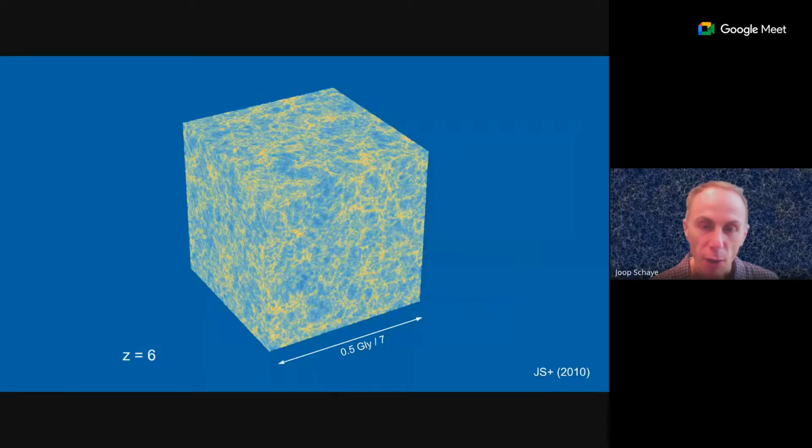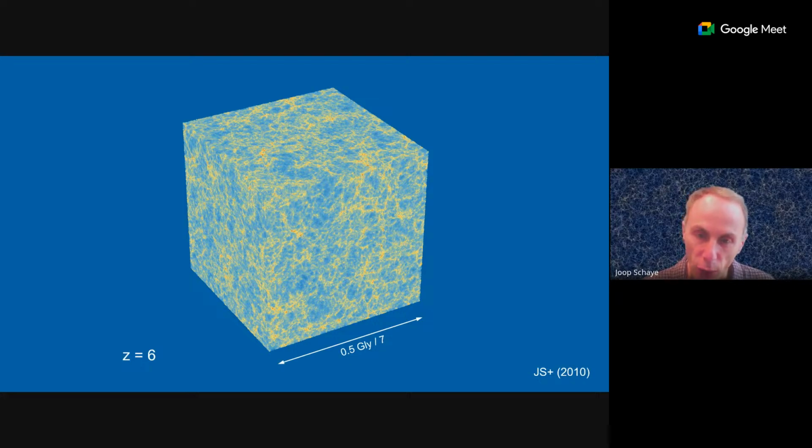So here's an example of one of these cubes. This is a somewhat older simulation. The size of this cube, as you can see, is half a giga light year, so that's 500 million light years at the present time. But here I'm showing what it looked like when the universe was 7 times smaller than it is today. The color coding here is the density, so you can see a kind of cosmic web structure.